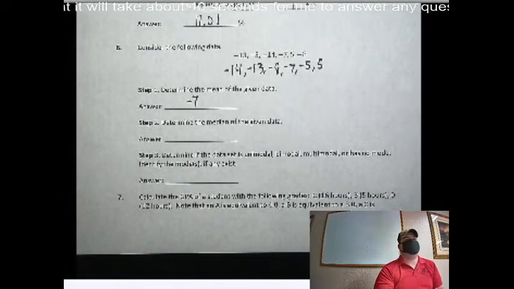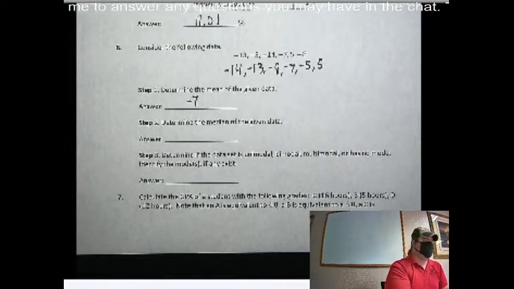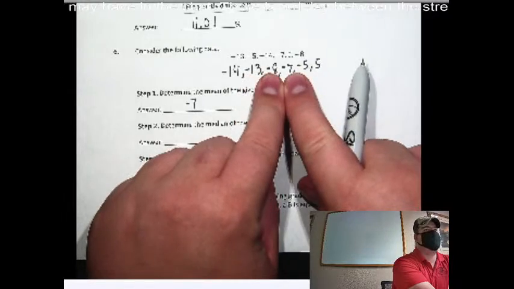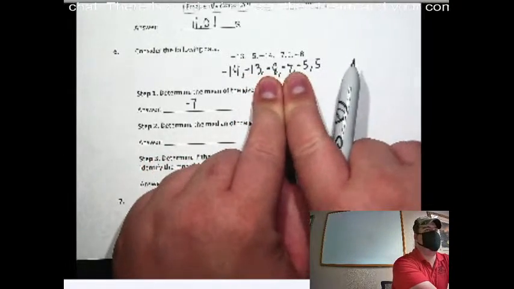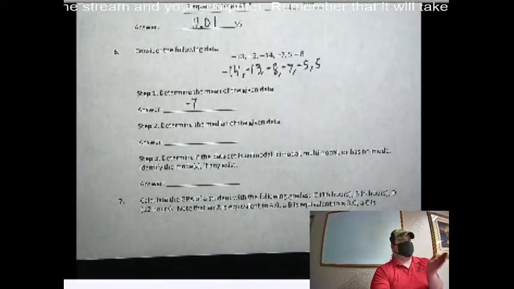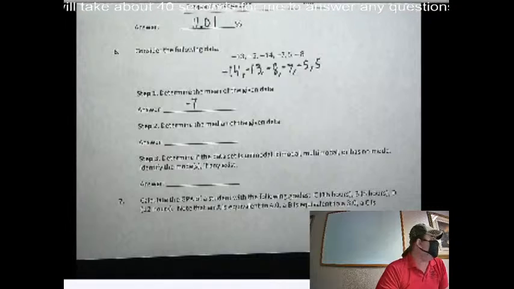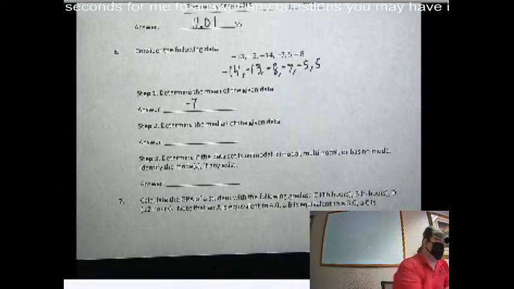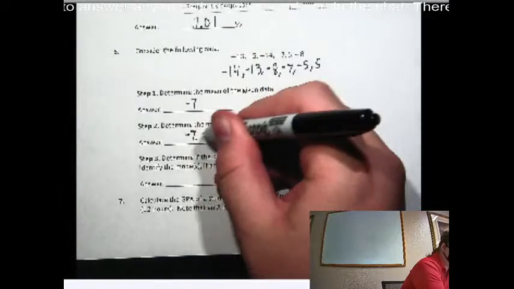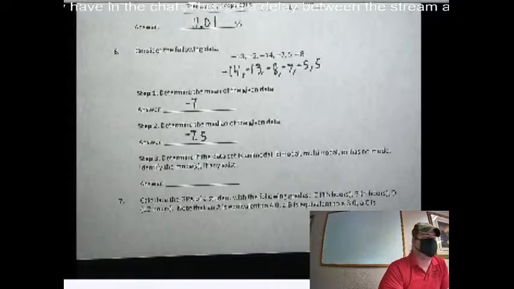All right, next one, determine the median. So to find the median, we need to find the middle number, the number that is exactly in the center. So we count in from each side, and we have 2 numbers in the center here, negative 8 and negative 7. So we need to find the number that is between negative 8 and negative 7. What would that be? Good, yeah. Directly between negative 8 and negative 7 is negative 7.5.